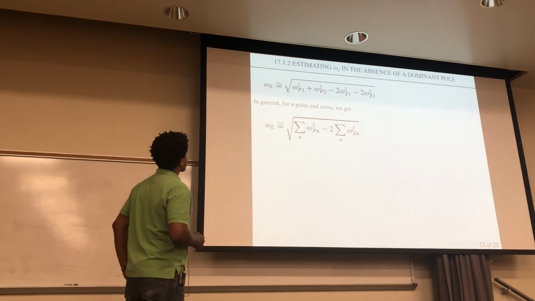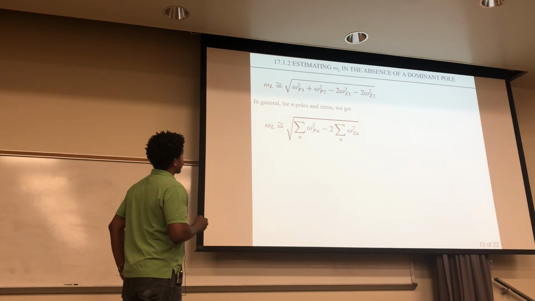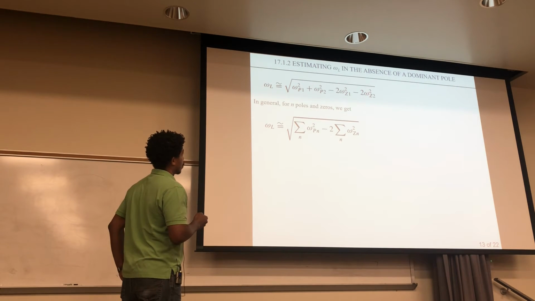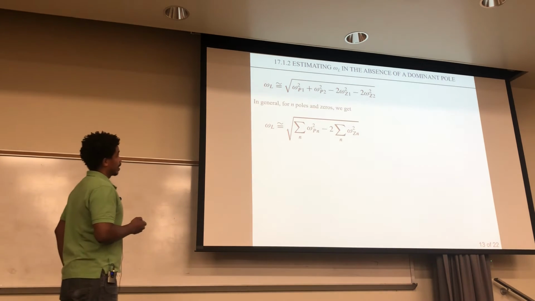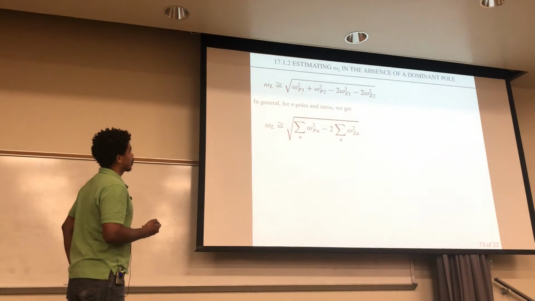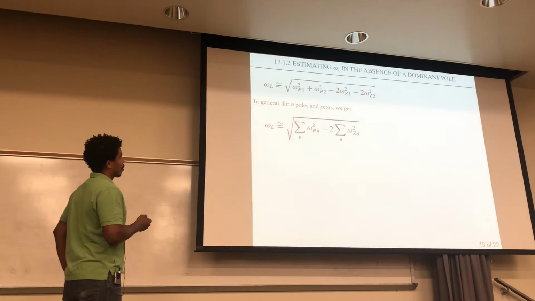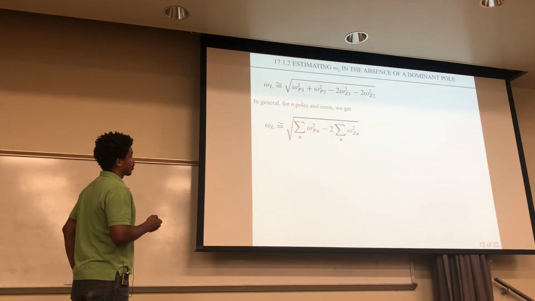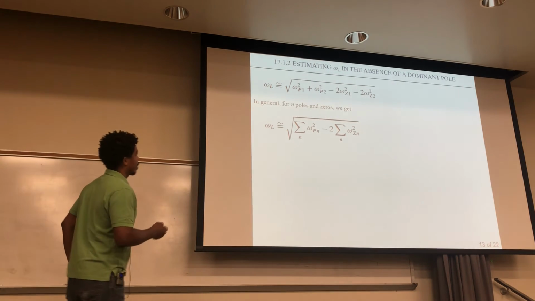So in general, just looking at this, you can see that the two poles are just squared and added, and the two zeros are multiplied by 2. They're also subtracted from these, and they're squared. So what you can do is then extend that to a number of poles and zeros, and that just becomes a sum of omega of the poles squared minus 2 times the sum of the zeros, those frequencies squared. So this is in general right here.